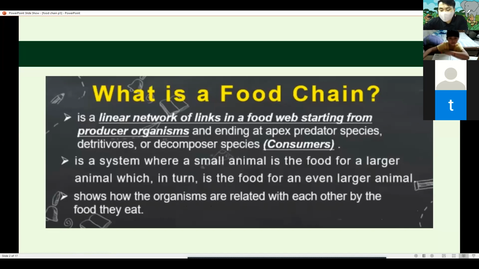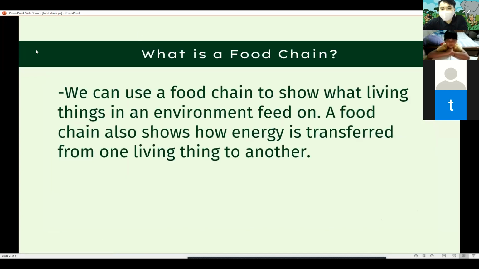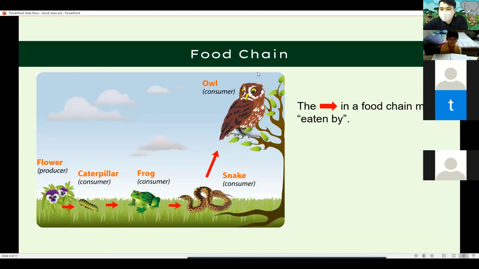Okay, so you know animals eat also other animals, right? There are some animals also that they don't eat animals, but they eat plants. So what is a food chain? We can use a food chain to show that living things in an environment feed on. A food chain also shows how energy is transferred from one living thing to another. So just like this, if you look at this picture, it has the flower, caterpillar, frog, snake, and the owl, okay?